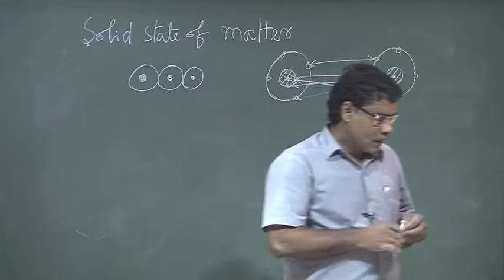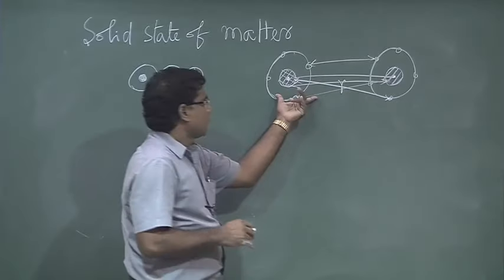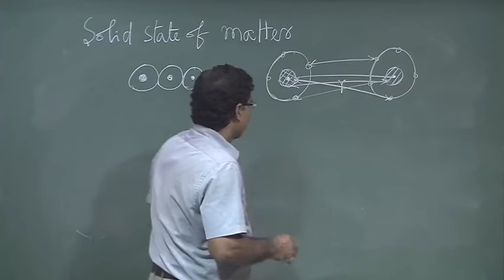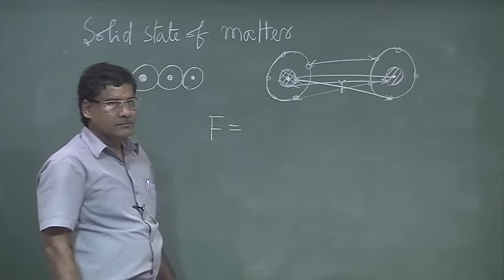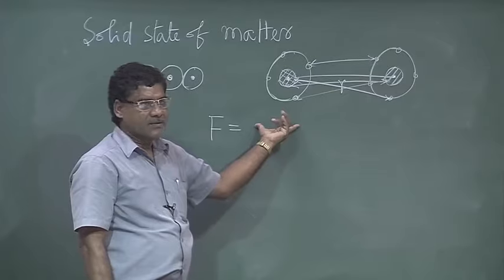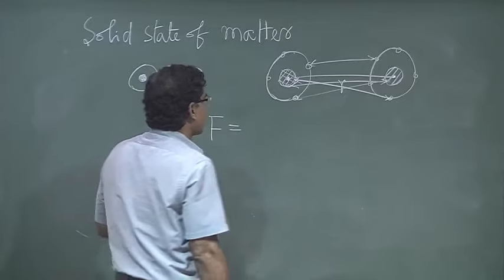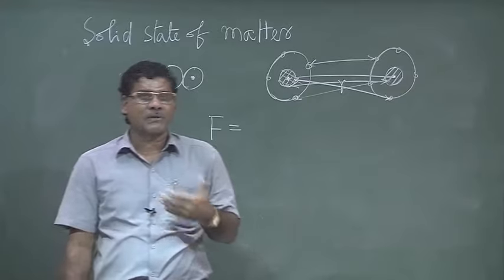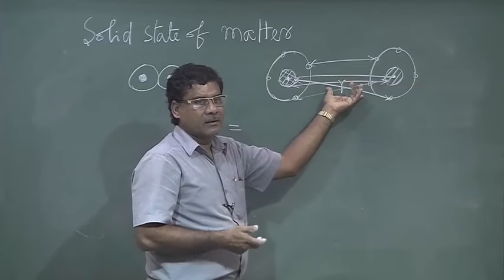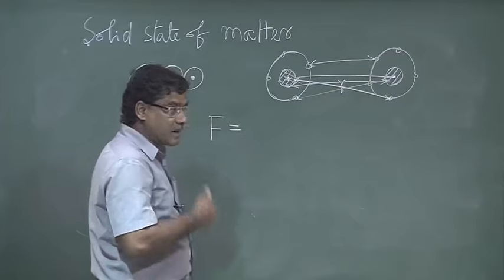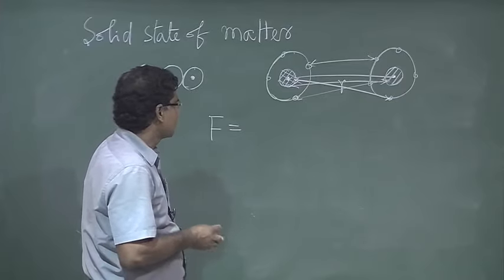So, this repulsive force and attractive force act on the system, so that a net force on the system one can write. This force, generally you say, is proportional to the electrostatic force; it is proportional to some power of the interatomic distance, or inversely proportional to some power of the interatomic distance.